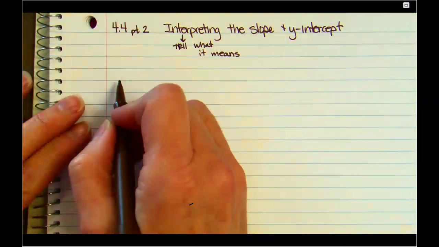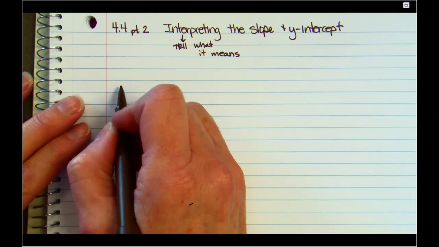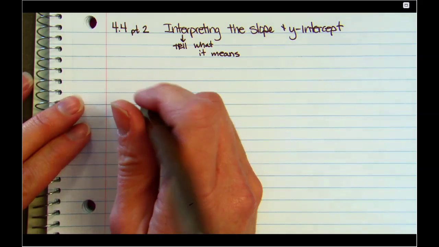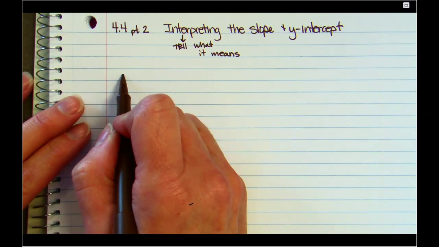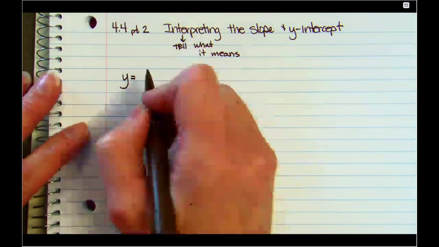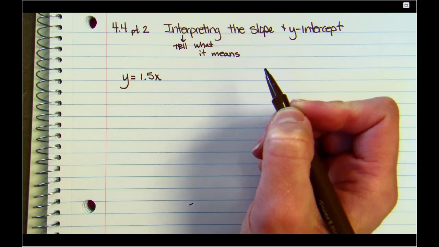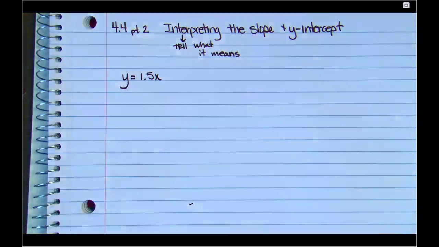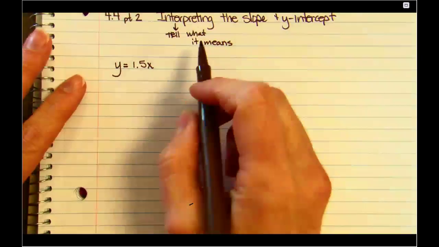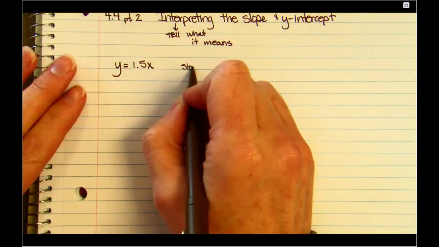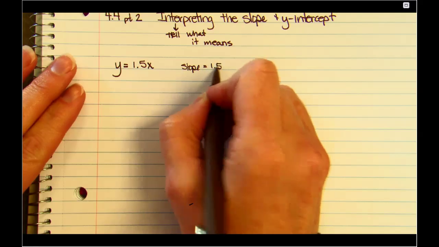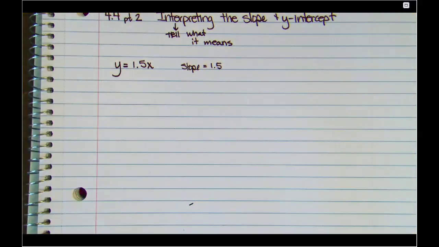So let's say we have the equation y equals 1.5x. So first of all, what number is the slope? Yeah. How do we know? I know we talk about this a lot, but how do we know that's the slope? It's got the x.